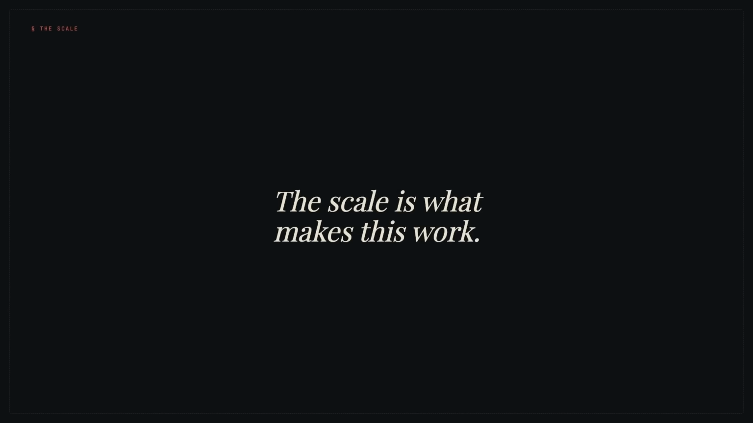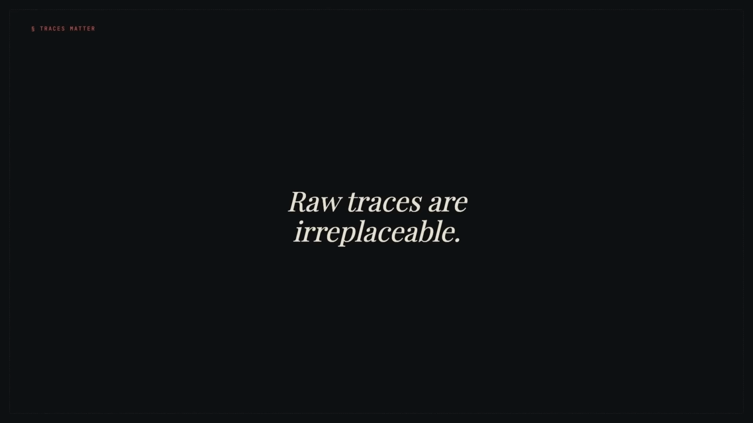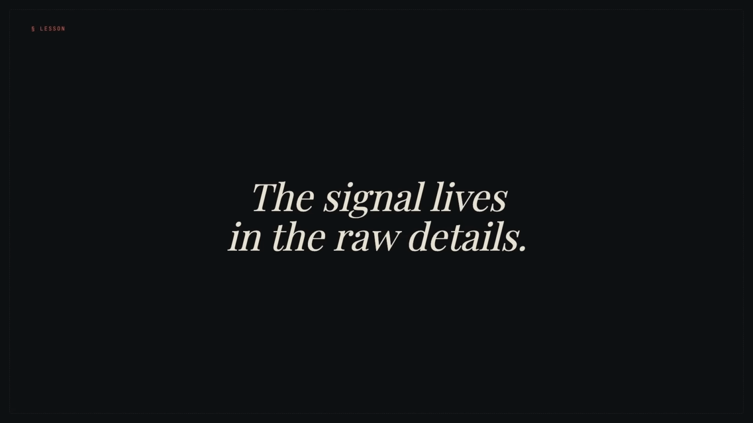The scale here is what makes this work. We're looking at 10 million tokens per iteration, 400 times more feedback than any prior method. It's reading about 82 files per round, and those raw traces are irreplaceable. When they removed them, accuracy dropped from 50% to 34%. When they replaced traces with summaries, 34.9%. This signal lives in the raw details. If you summarize prior failures and just feed those into the model, it could hurt the performance of your agent.